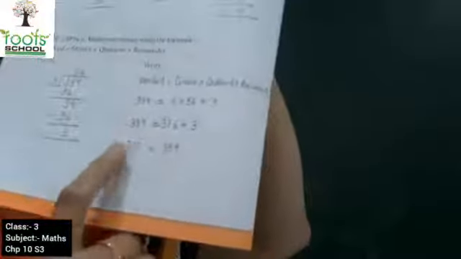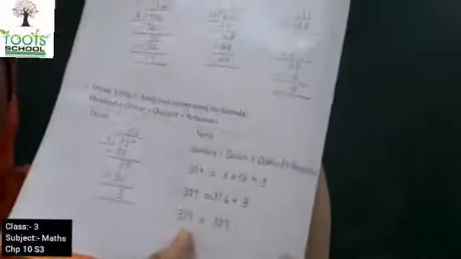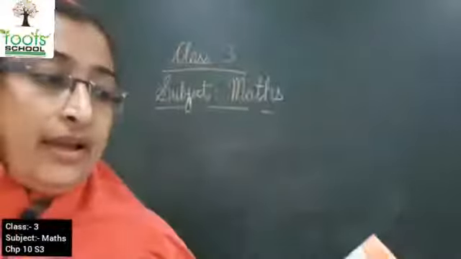So what is the dividend? 339. Divisor is 6. Quotient is 56 and remainder is 3. So solve it. 339 is equal to 6 into 56, that is 336, plus 3. So here you get both the answers equal. That means this is the verification which you have done. Okay, understood kids? Okay. Now let's move on to sum number 12.